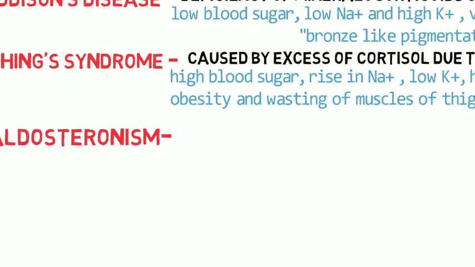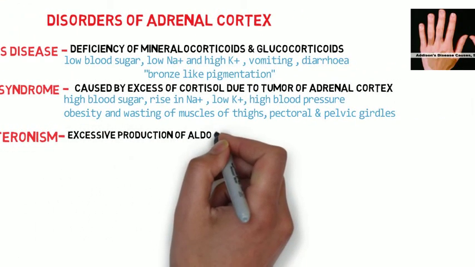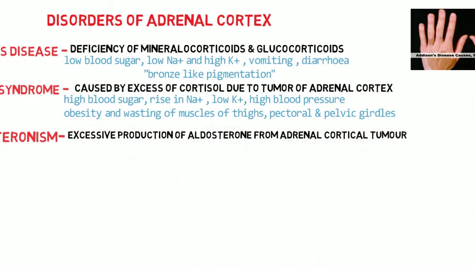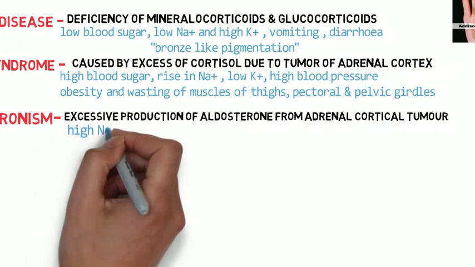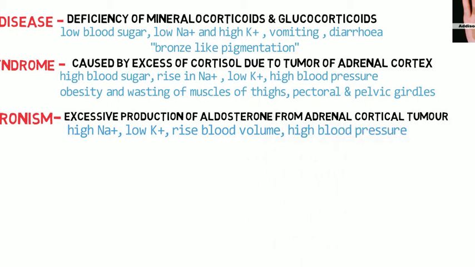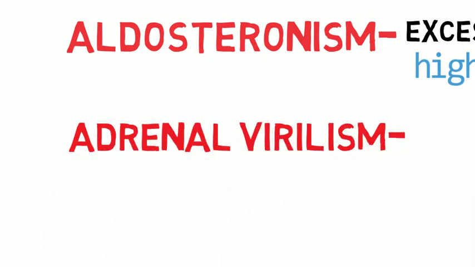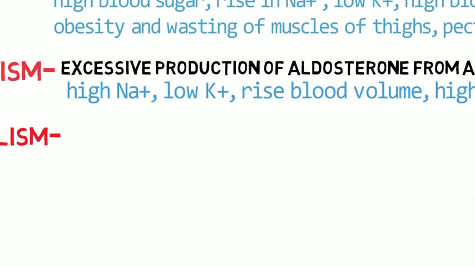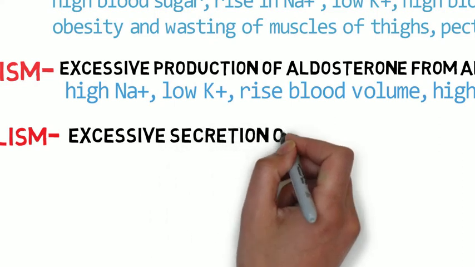The next disorder is aldosteronism. It is caused by the excessive production of aldosterone from an adrenal cortical tumor. Symptoms are high sodium, low potassium, raised blood volume, high blood pressure. The next disorder is adrenal virilism. It is caused by the excessive secretion of the androgens.